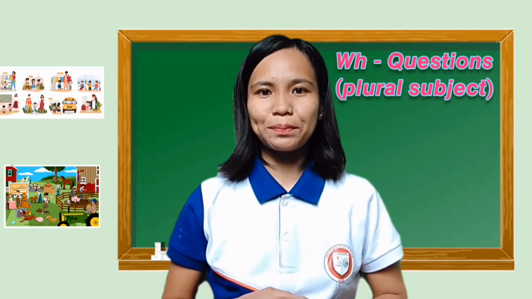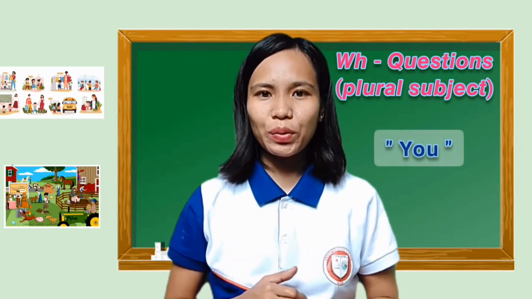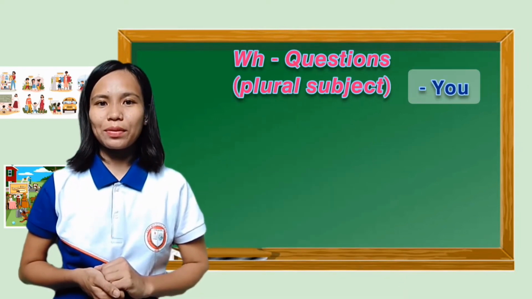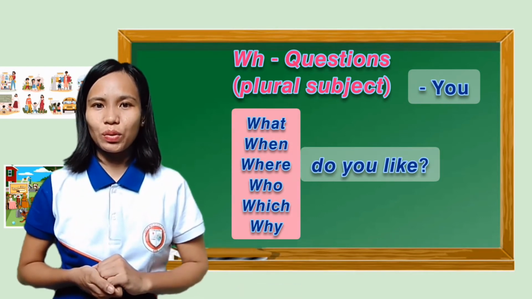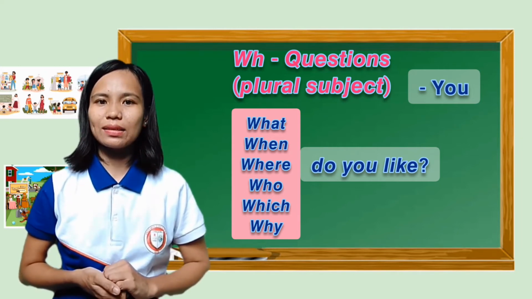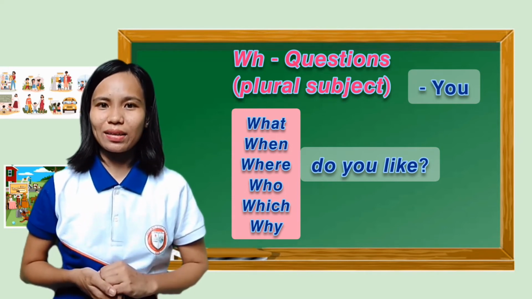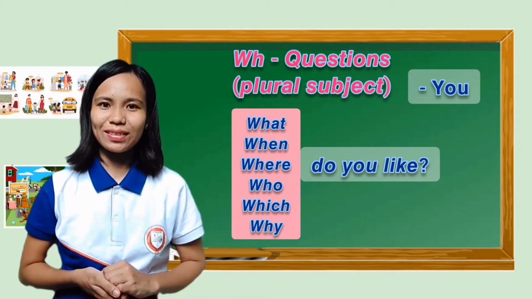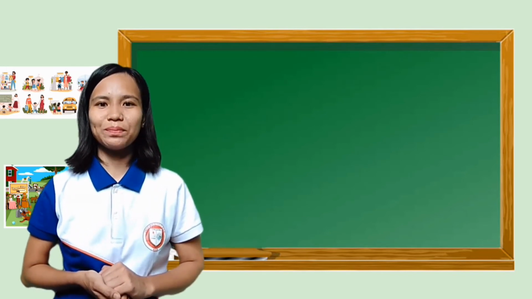Okay, what about a WH question using a plural subject, like the word you? Okay, so the WH question goes like this: what do you like? When do you like? Where do you like? Who do you like? Which do you like? Why do you like? Okay, do you understand, kids? Okay, very good.